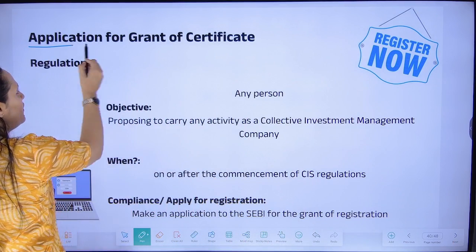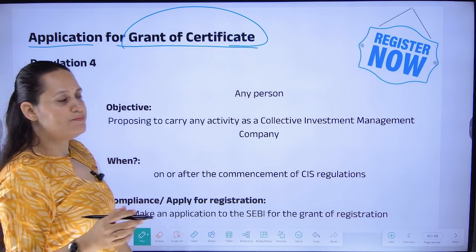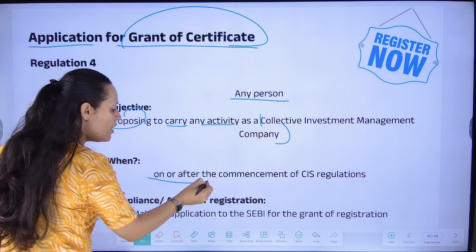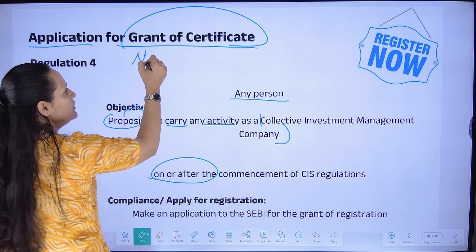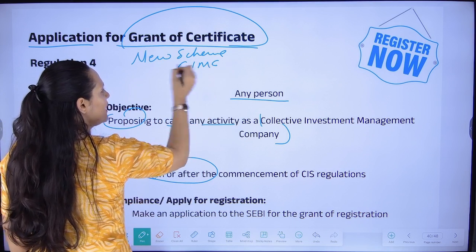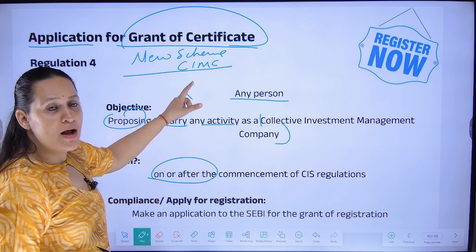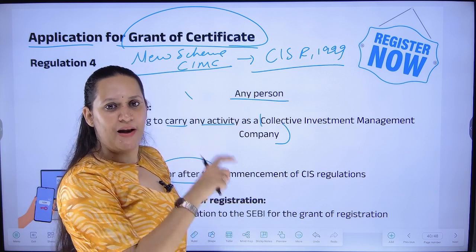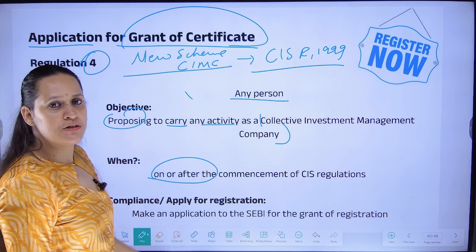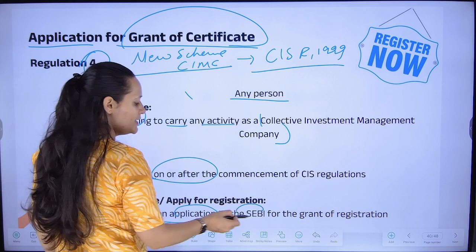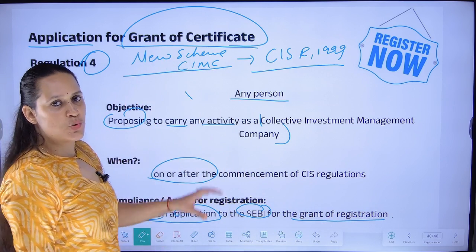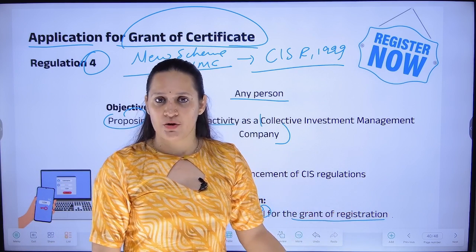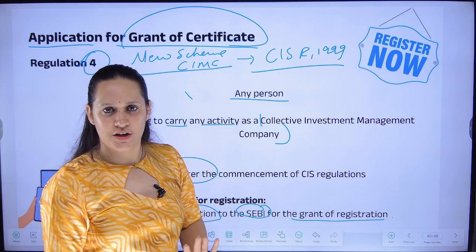First, let us consider the application for grant of certificate for a newer scheme. Any person who is proposing to carry on any activity as a collective investment management company on or after the commencement of the CIS regulations, like I told you, this is for new schemes, new collective investment management companies. You are going to plan a scheme, and you're getting this idea only after the CIS regulations of 1999 have been passed. After the regulations have come into picture, if you're going to plan a scheme, then you have to obtain your certificate of registration under regulation 4. You have to make an application to the Securities Exchange Board of India for getting a certificate of registration. So what does this regulation say? It says that if you want to become a collective investment management company after the CIS regulations have come into force, you still have to make an application to SEBI for obtaining the certificate of registration.